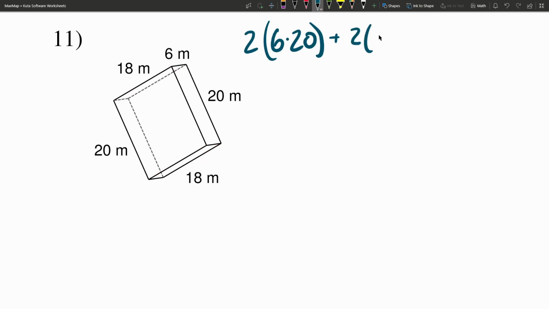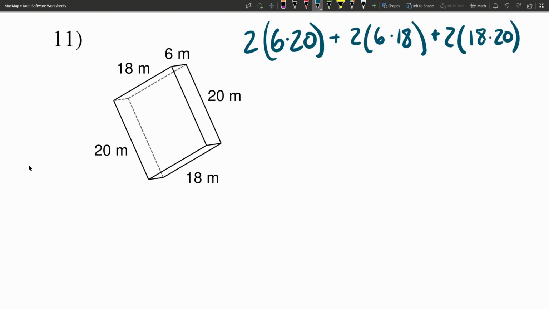So 2 times 6 times 18. And then lastly, I have this side of 18 by 20 that occurs twice. So again, that's 2 of those sides. So we're going to have 2 times the area of one of those sides, 18 times 20. Now it's just a matter of simplifying down.